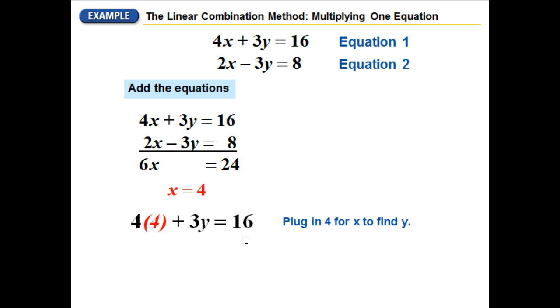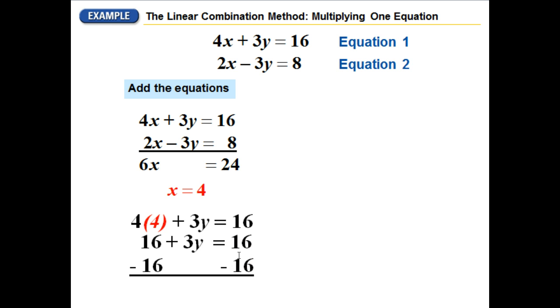Well, 4 times 4 gives me 16, plus 3y equals 16. I need to get all of my constants on one side, so I'm going to subtract 16 from both sides. When I do that, I find out that 3y equals 0. I divide both sides by 3, and y is equal to 0.